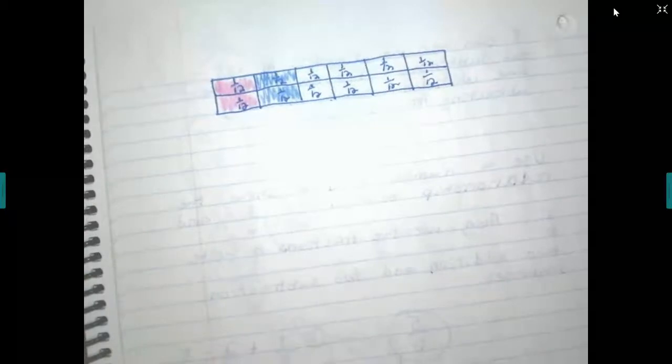Then we have another kid. Just going to use blue. All right, then we have another kid. Let's use green. And then we have one more kid. She said they had 4 kids. So let's just use orange.